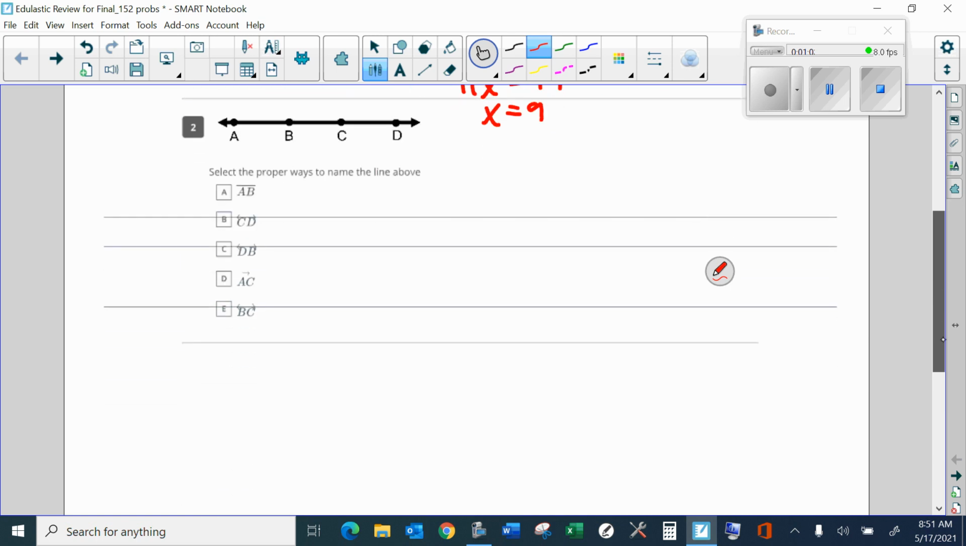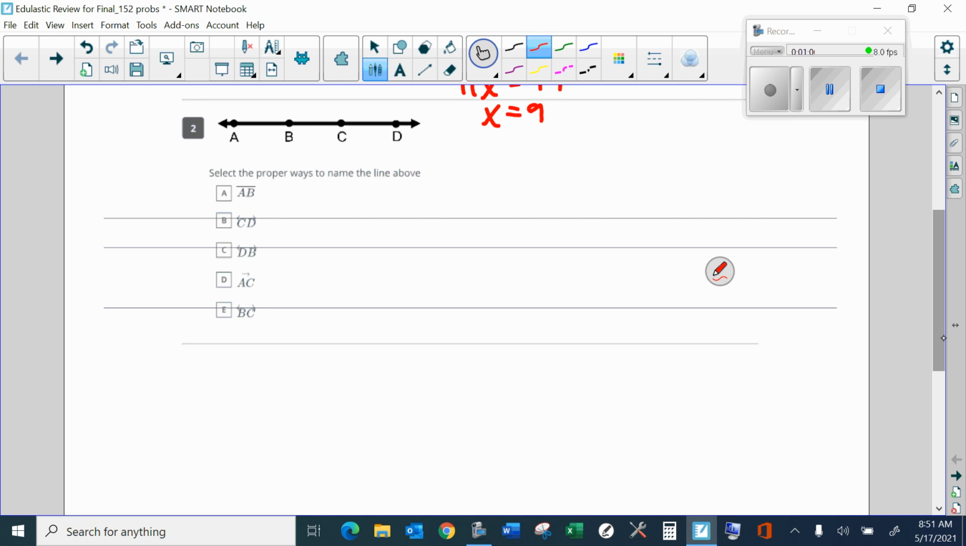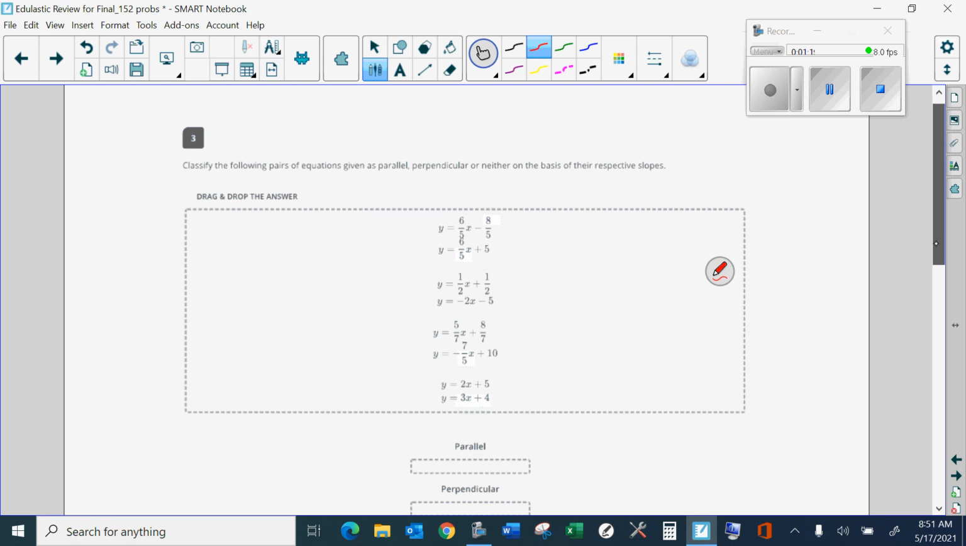Number 2, select the proper ways to name a line above. You have to have any 2 points in the line with a line symbol above. That's a segment symbol. That's a ray symbol. All of these are line symbols, so they're good to go right there. Okay, next.